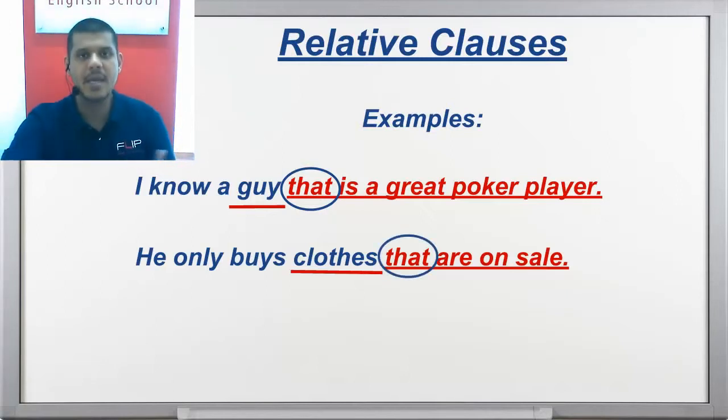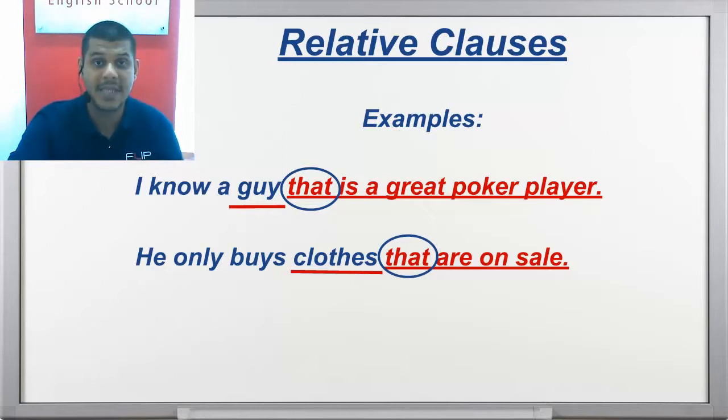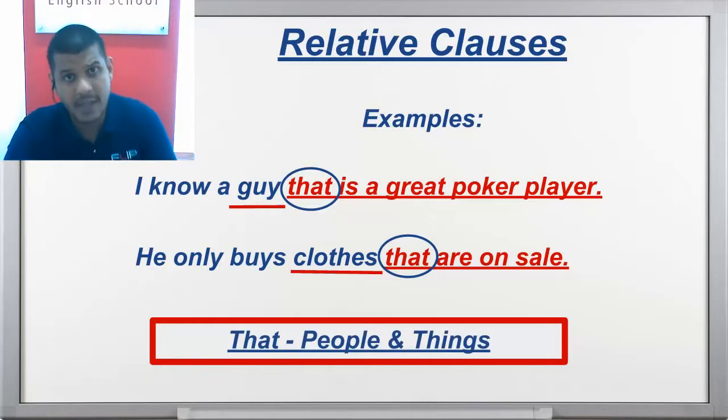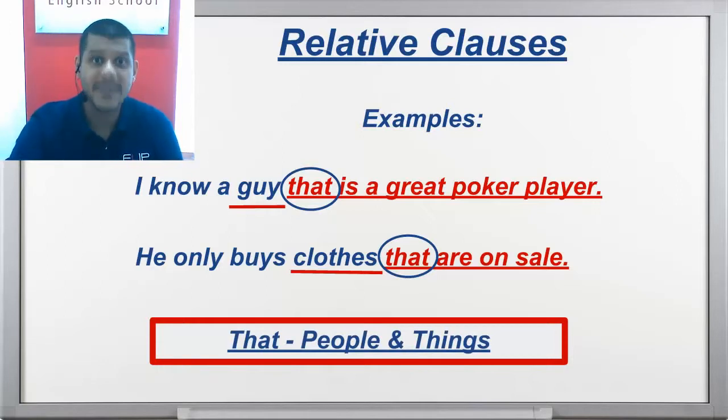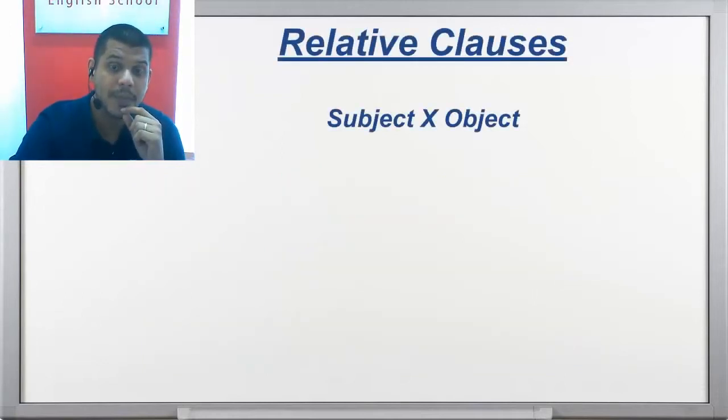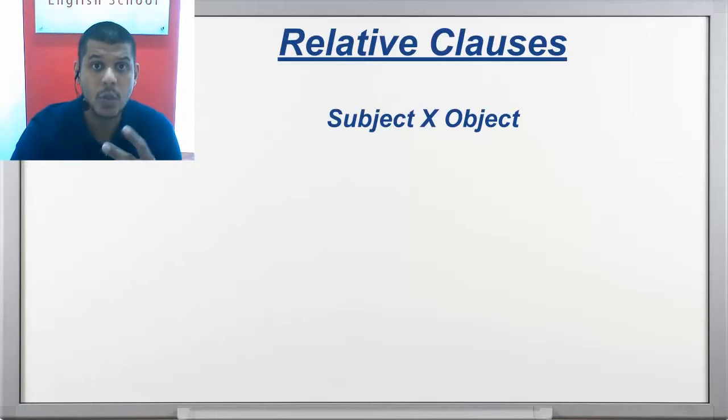So what I mean here with these examples is that I use who for people, which for things, but I use that for both, for people and for things, right? Well, this is it. Now, let's continue and I'll show you some difference. In the next slide, I'm going to ask you to pay attention to something important. According to this slide, there are two possibilities of relative clauses.